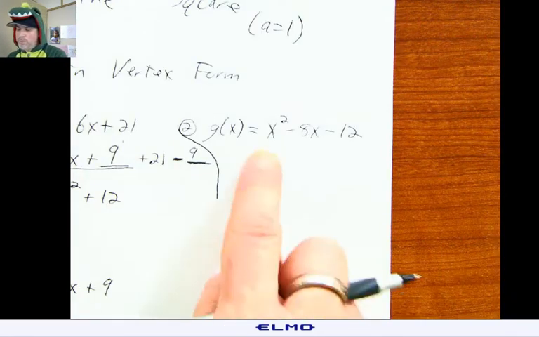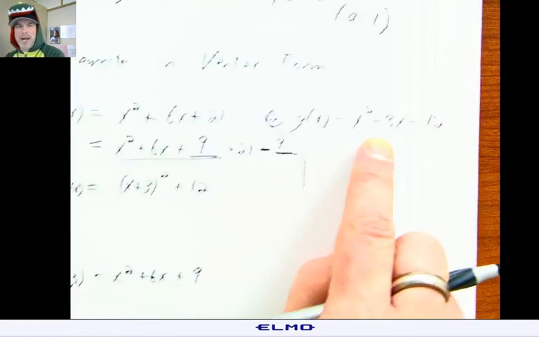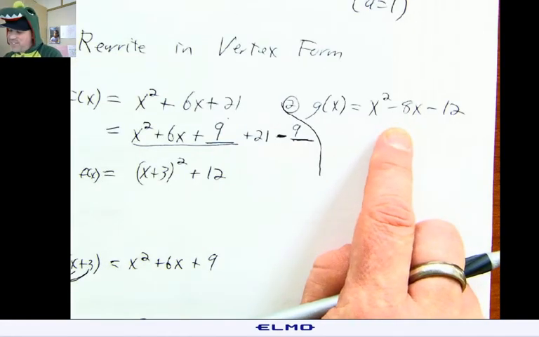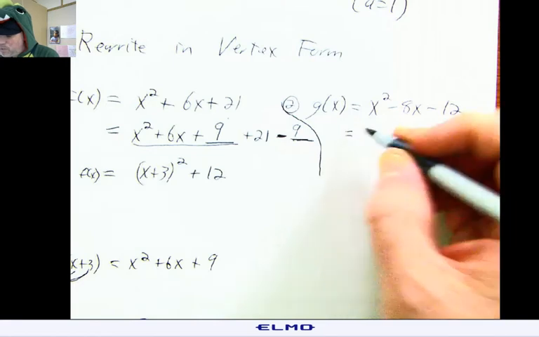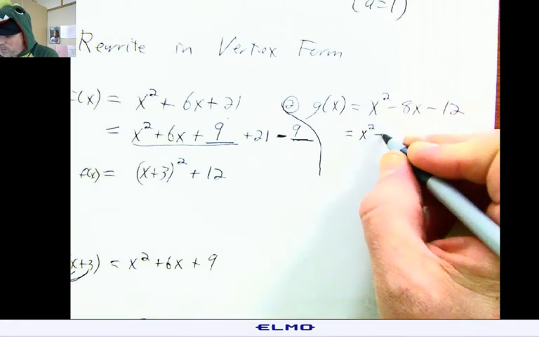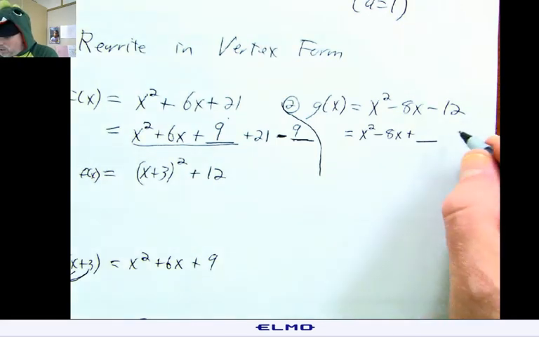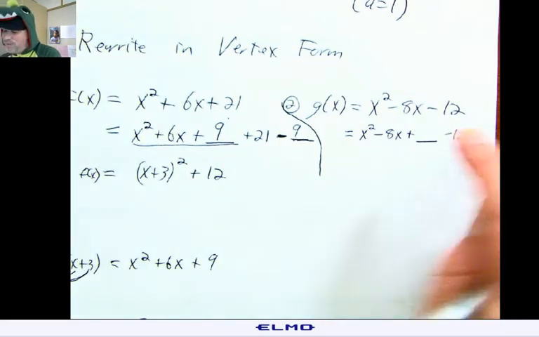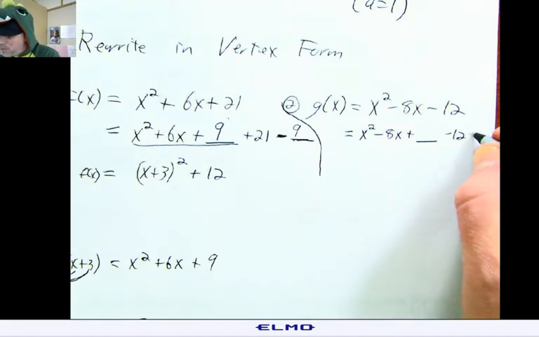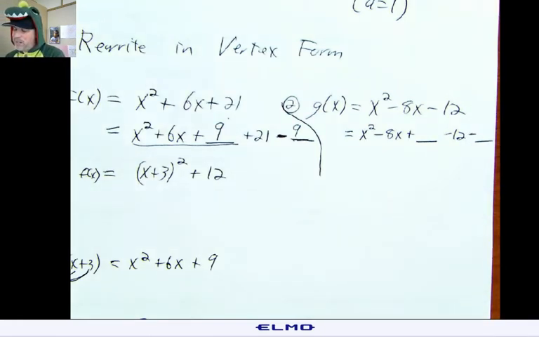Okay, same type problem number 2. Don't be bothered by the fact that this is a minus here. It's still going to work out the same way as previously. So I take the x squared minus the 8x. I'm going to need to add some blank, and then after that is this minus 12. And because I'm going to add this blank, I'm going to subtract that exact same blank.